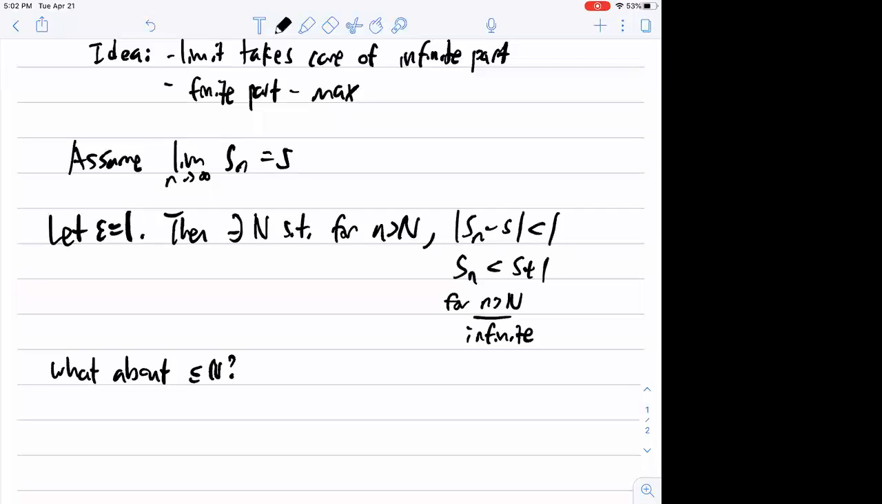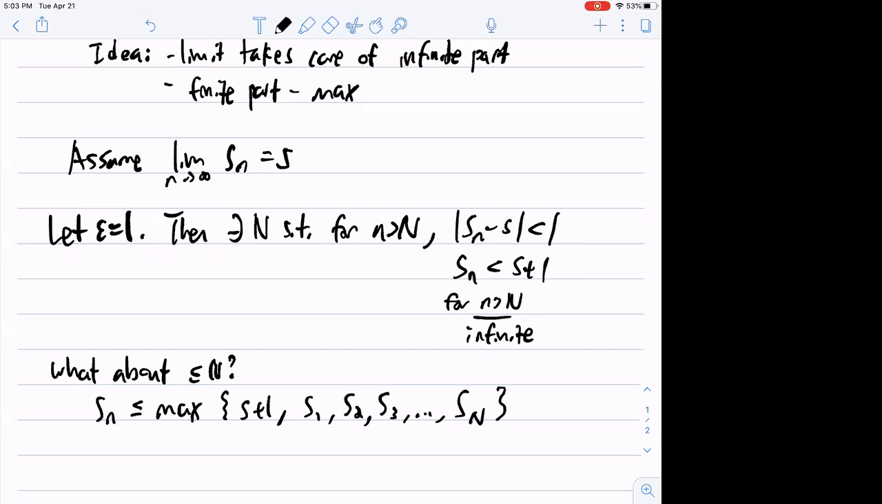So we see that Sn is bounded by the maximum of s plus 1 and s1, s2, s3, all the way to SN. The problem was that if we just tried to take the max of the whole sequence, the max of an infinite sequence could be infinite. But the max of a finite set of numbers is finite.